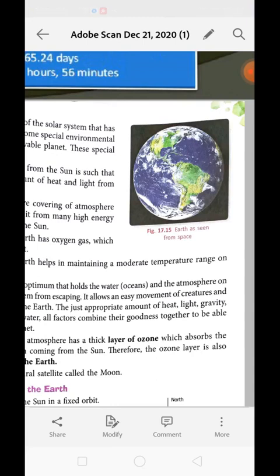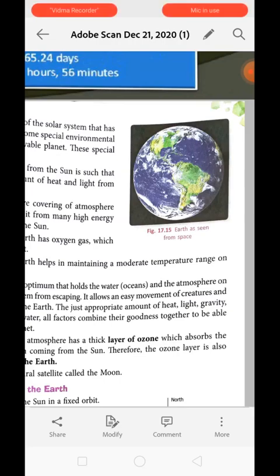Besides all these, the Earth's atmosphere has a thick layer of ozone which absorbs the harmful ultraviolet radiation coming from the sun. Therefore, the ozone layer is also known as the umbrella of the Earth. Earth has only one natural satellite, that is called the moon. We have learned about phases of the moon.